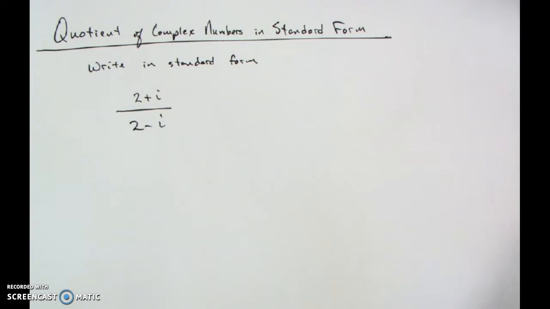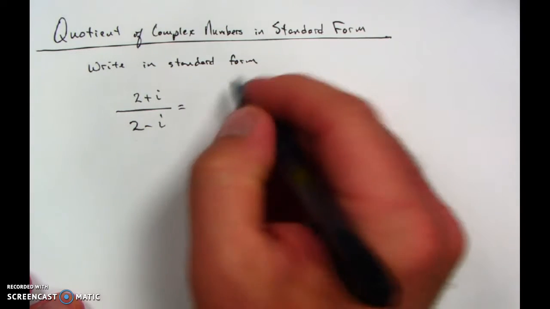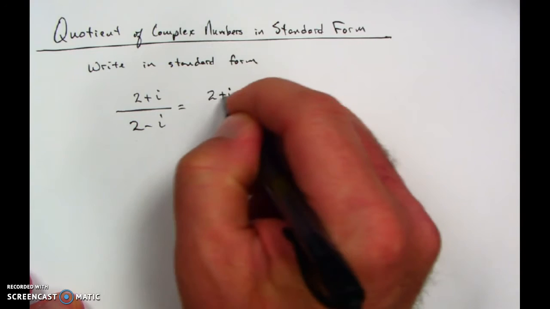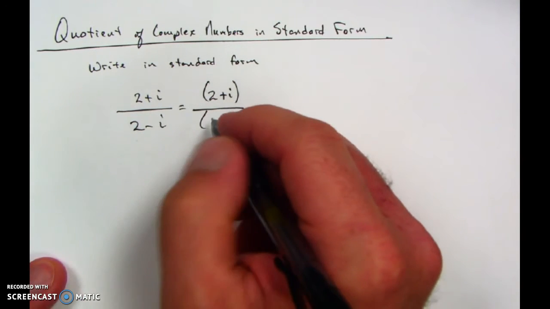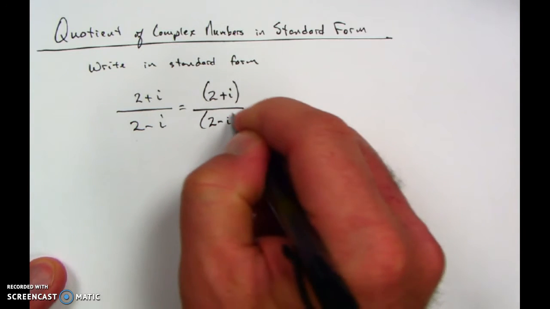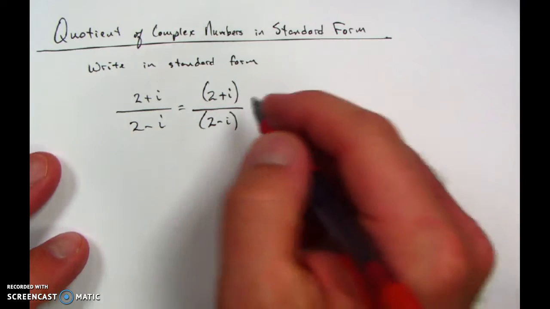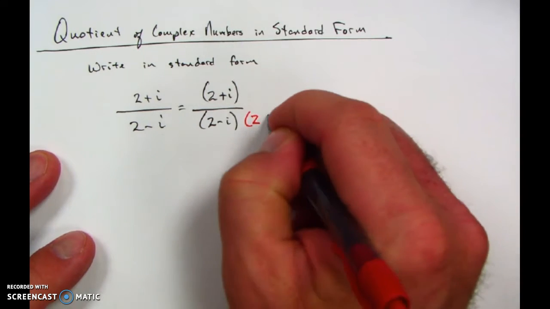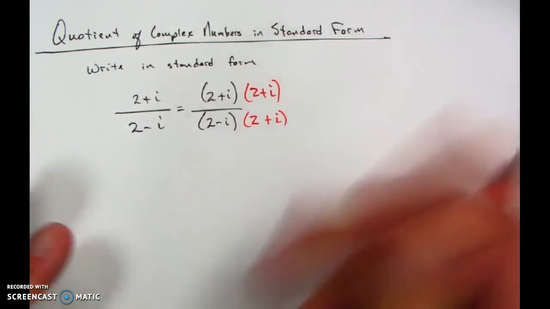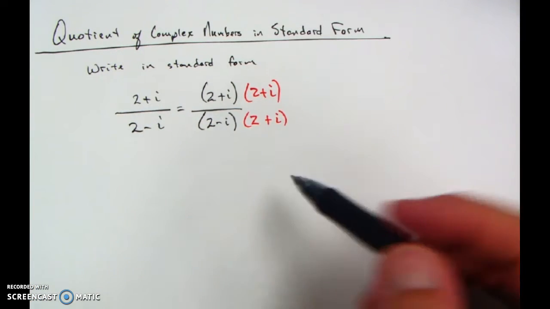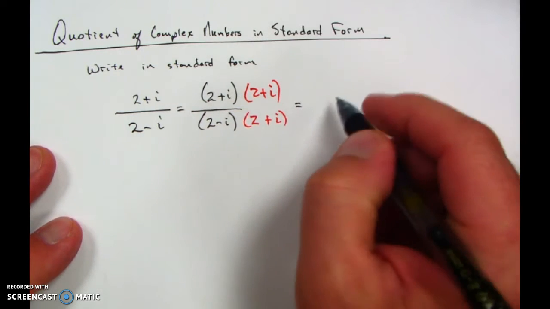What I am going to do here is take that number, and multiply top and bottom of this fraction by the conjugate of the denominator. So in this case, that'd be 2 plus i. And the idea is that, just like we showed above, when you're multiplying conjugates, it is like difference of squares.